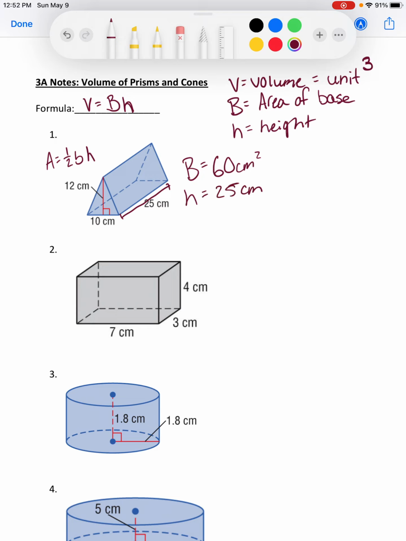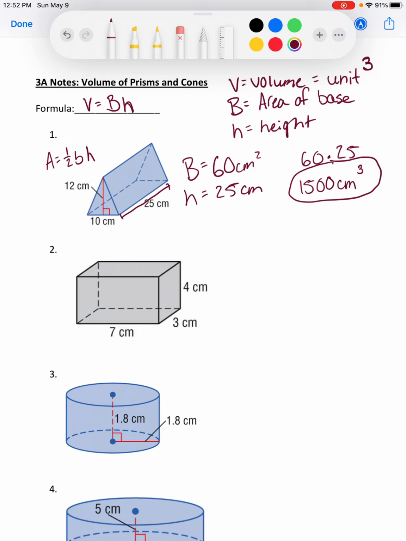So we are going to do the area of our base, or 60, times our height of 25, and we should get 1,500. So our volume for this triangular prism is going to be 1,500 centimeters cubed. So the little 3, cubic centimeters. All right, so continuing on.